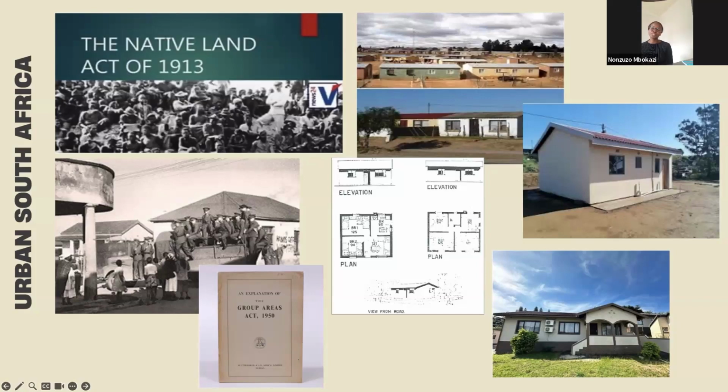I have included the picture at the bottom corner so as not to take away from the fact that some people living in this area have been able to achieve upward mobility and extend and renovate the 4-room houses, which were inherited from the apartheid government. And moving on to the next slide.